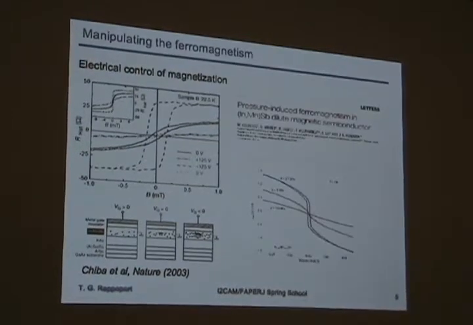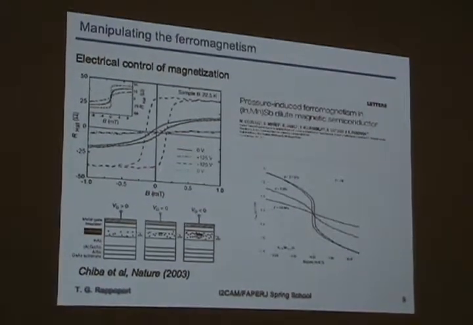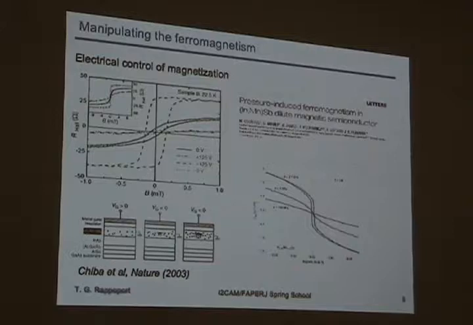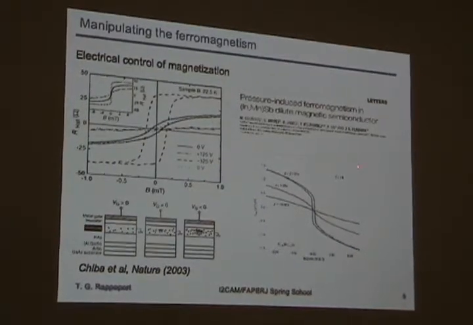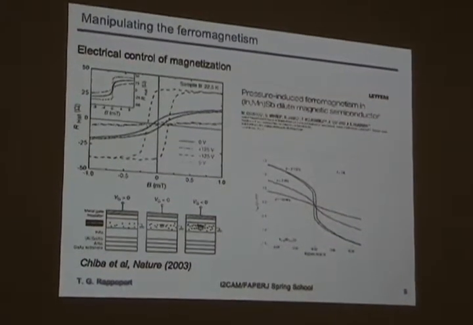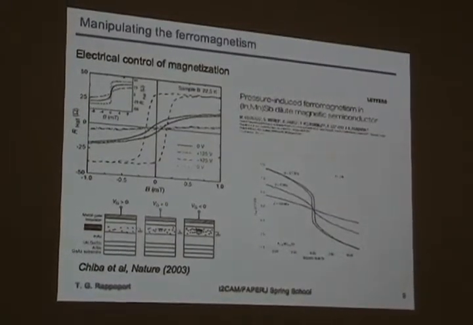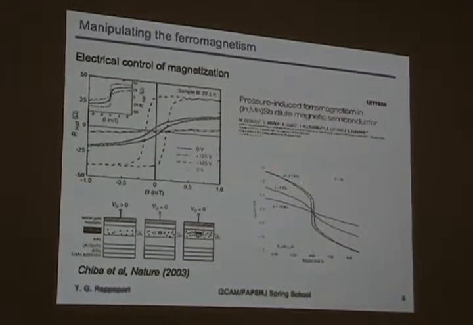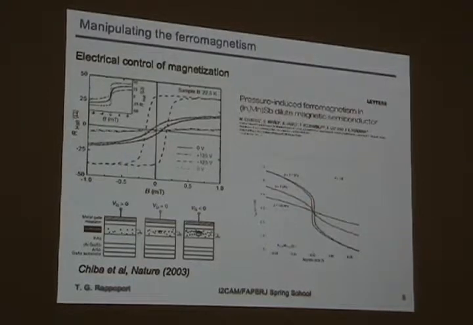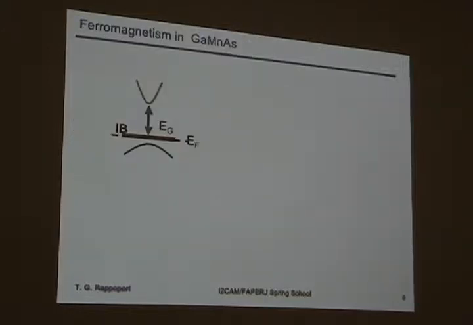And also, it's quite difficult to do that, but it was possible, I think two years ago, to apply pressure on a DMS like that, and also manipulate its magnetic properties, okay? So you see that here, if you increase pressure, you have a hysteresis curve, so you have magnetism in a sample that you didn't have before, okay?